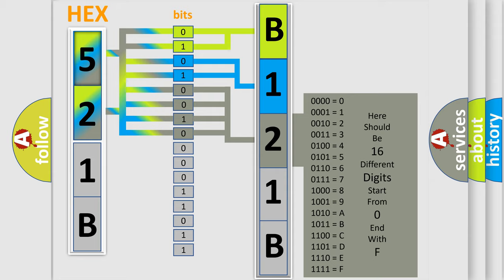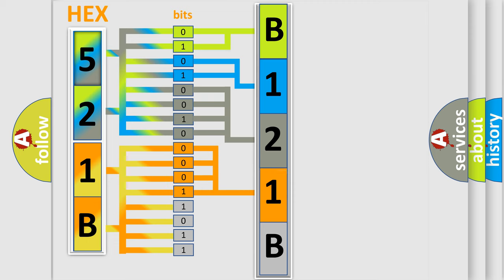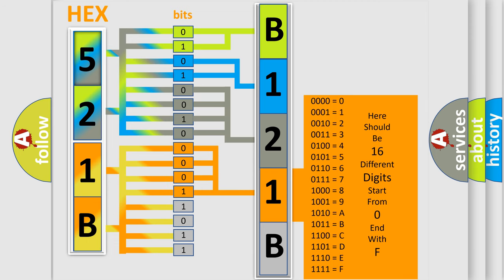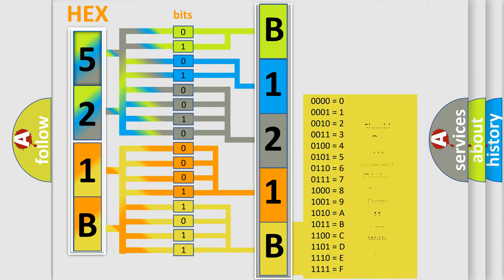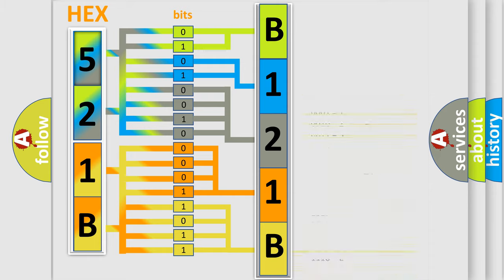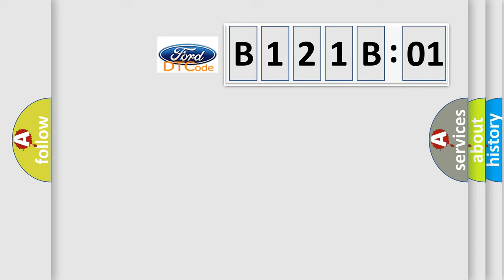The second byte is composed of a combination of 8 bits. The first 4 bits determine the fourth character of the code, and the combination of the last 4 bits defines the fifth character. A single byte conceals 256 possible combinations. We now know in what way the diagnostic tool translates the received information into a more comprehensible format. The number itself does not make sense to us if we cannot assign information about it to what it actually expresses. So, what does the diagnostic trouble code B121B-01 interpret specifically for Infiniti car manufacturers?